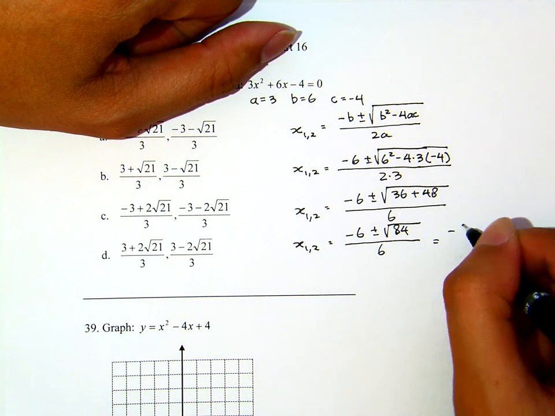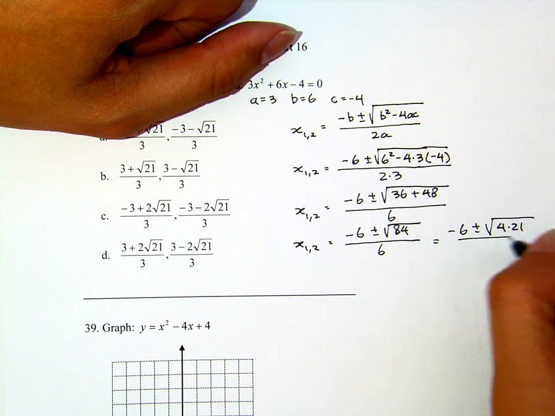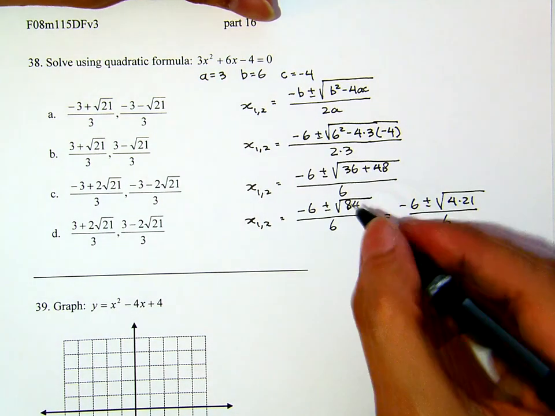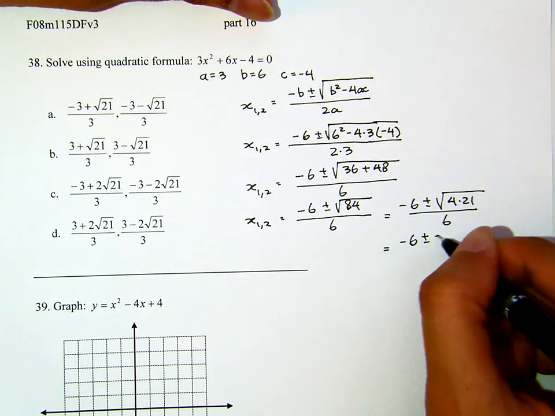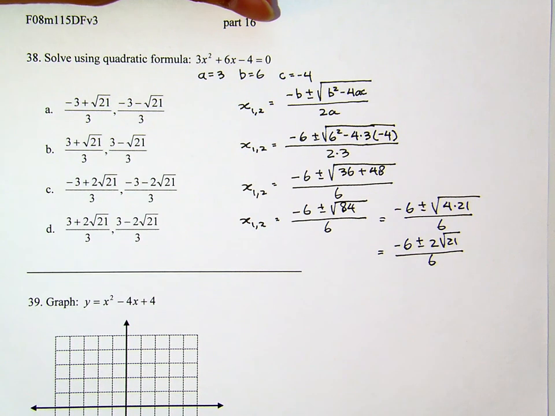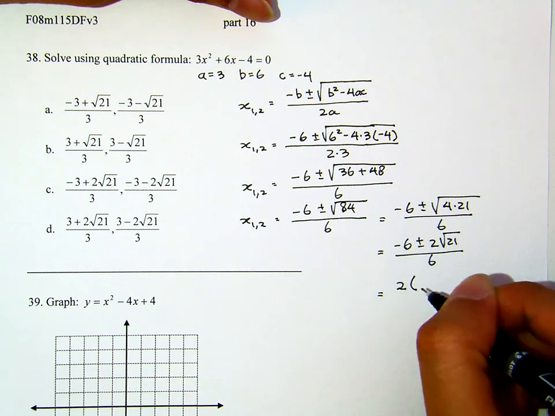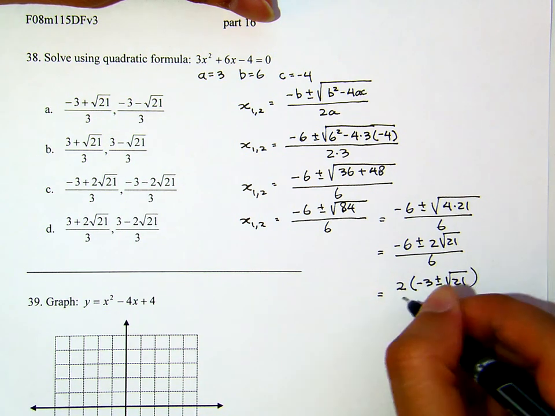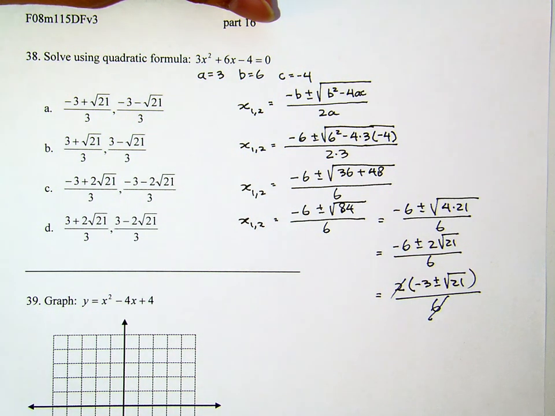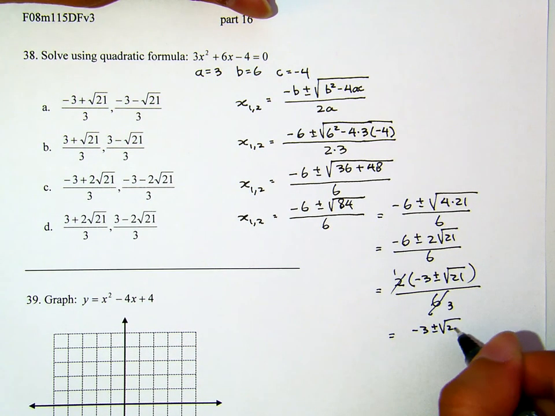So I will write it this way: -6 plus minus square root of 4 times 21 over 6, which becomes -6 plus minus 2 square root of 21 over 6. Okay, now we are not done yet, because if you can factorize, we can see that we have a common factor 2 on the top, right? 2 times -3 plus minus square root of 21, over 6, which if I cross cancel and simplify, I get 1 here, 3 here. In other words, the answer will be -3 plus minus square root of 21 over 3.